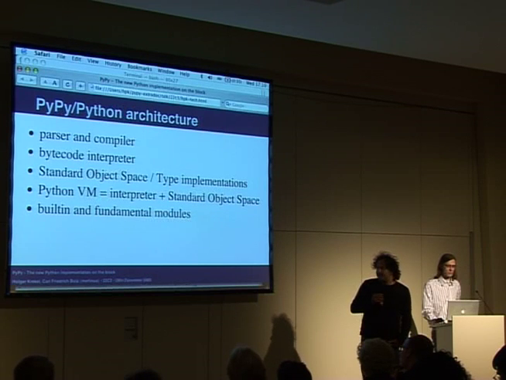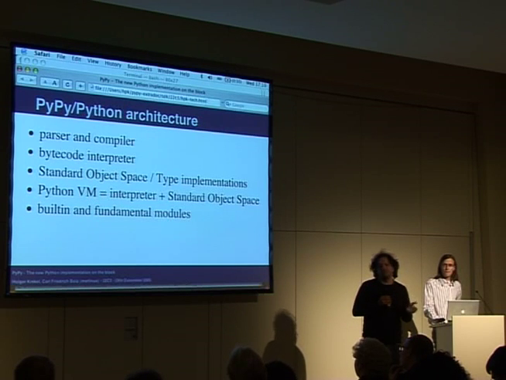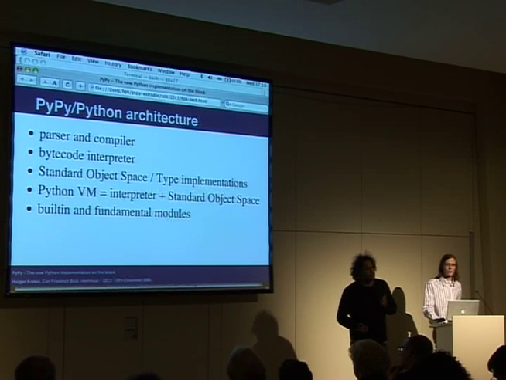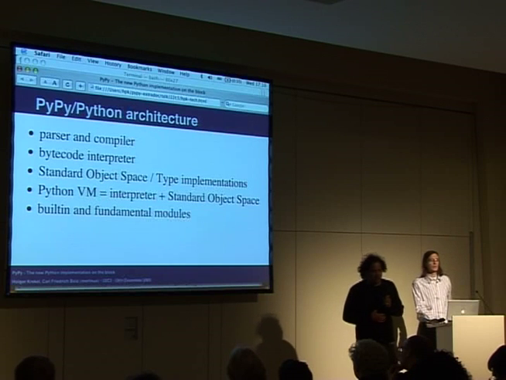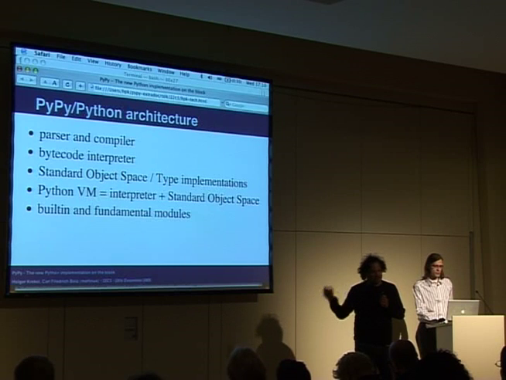So from the beginning, we had an architecture that was proven to really work quite nicely. We have the parser and compiler producing the bytecode. We have the bytecode interpreter, basically very similar to how CPython does it. It's completely compatible. Then we have something we call the object space. You can consider it something like an object library, and it implements all the operations you can possibly do on integers, on strings, all the basic types that you need. And the virtual machine basically is comprised of this bytecode interpreter and the standard object space.